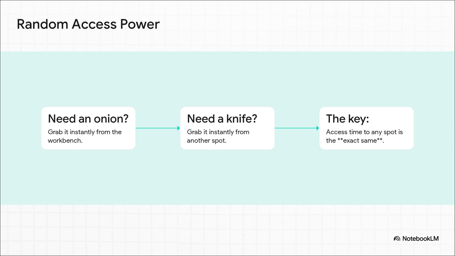He needs an onion from the front left corner? Boom, he's got it. Needs that knife from the back right? Just as fast. Instant. No more wasted trips to the pantry. Everything is right there, ready to go.